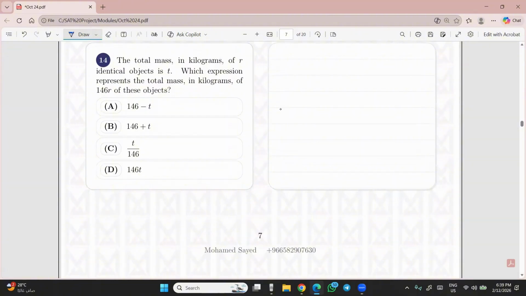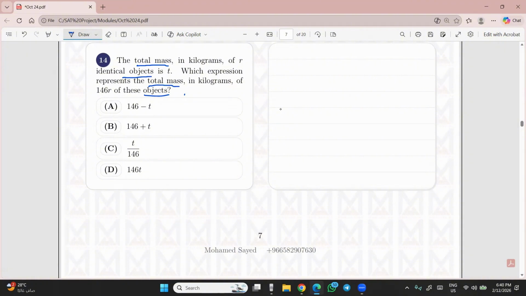Question number 14, the total mass in kilograms of r identical objects is T. Which expression represents the total mass in kilograms of 146r of these objects? So in this kind of question, we always need to consider the proportion. And when do we use the proportion? We use the proportion whenever you can see repeated numbers or repeated expressions. I mean, the total mass is repeated here, and objects is given also here. So whenever you see them repeated, you consider this repetition as a ratio or a proportion.